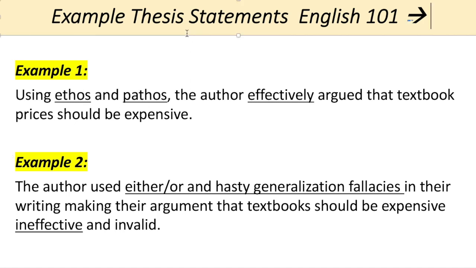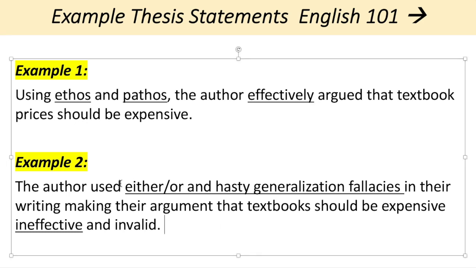Example number 2. "The author used either-or and hasty generalization fallacies in their writing, making their argument that textbooks should be expensive ineffective and invalid." So here we see that the author used fallacies in their writing, which turned into an ineffective and invalid argument.